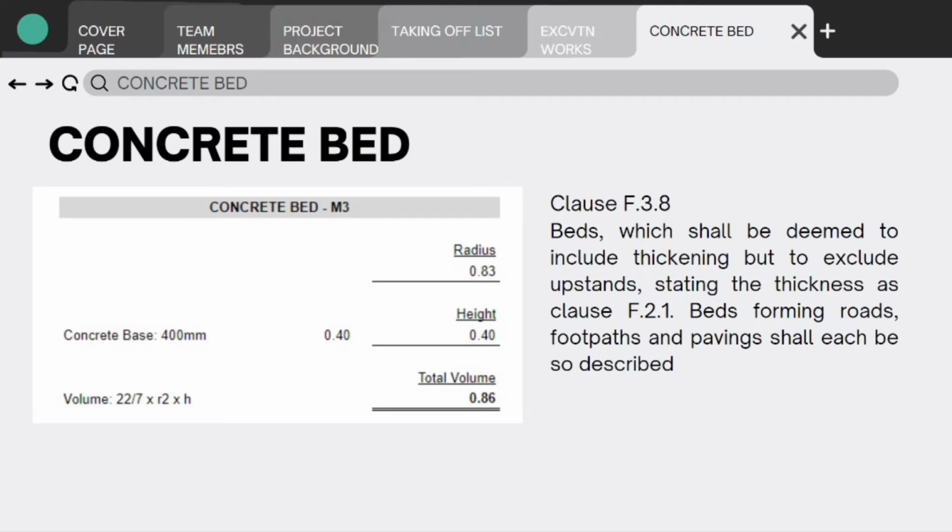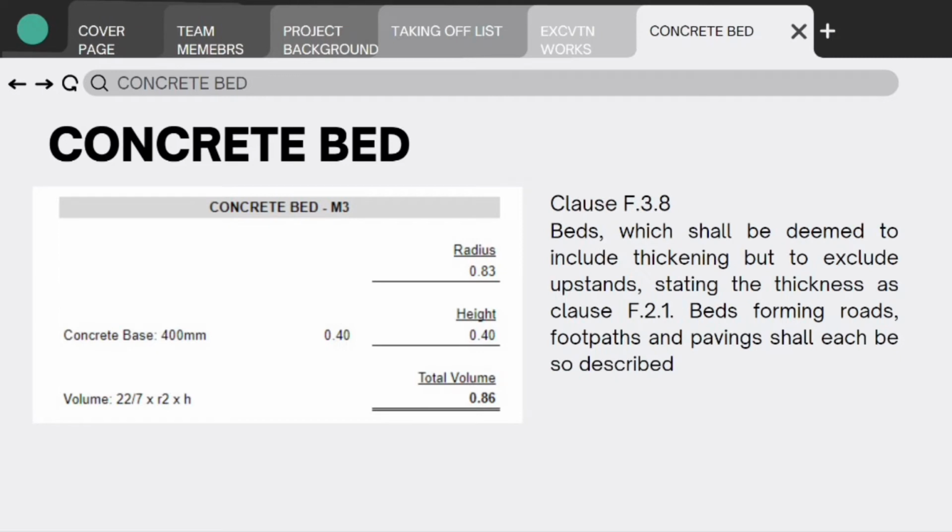Concrete bed shall be given in accordance with clause F.3.8. Beds shall be deemed to include thickening but to exclude upstand, stating the thickness as clause F.2.1. Bed for forming road, footpath and paving shall each be so described.